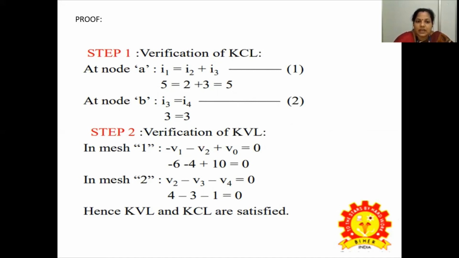Step 3, verification of KVL in mesh 1: minus V1 minus V2 plus V0 equals 0. So the V1 value is minus 6, V2 value also minus 4, plus 10, which is equal to 0. In mesh 2, V2 minus V3 minus V4 equals 0, so 4 minus 3 minus 1 is equal to 0. Hence KCL and KVL are satisfied.